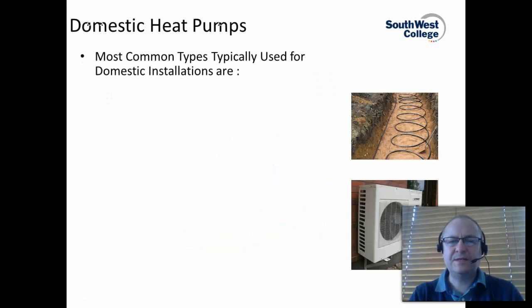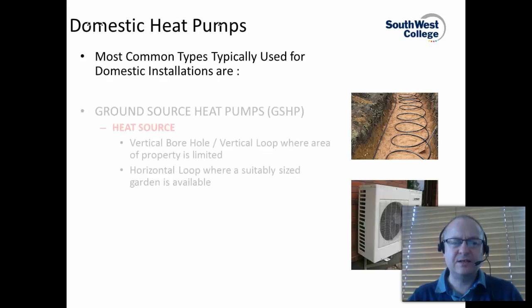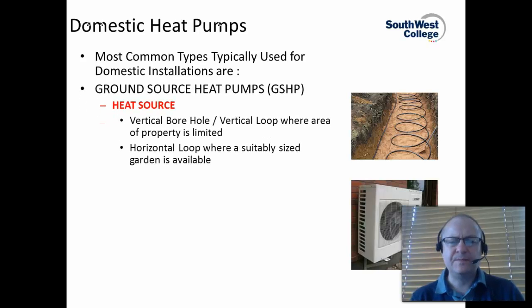So the most common types typically used in domestic installations are ground source heat pumps, and basically there's two different types of ground source heat pump. The first one would be one that has a vertical borehole or a vertical loop, and they're particularly used in areas where the property has limited garden space or limited area around the property. So you basically drill straight down into the ground and you put in a borehole or a vertical loop.